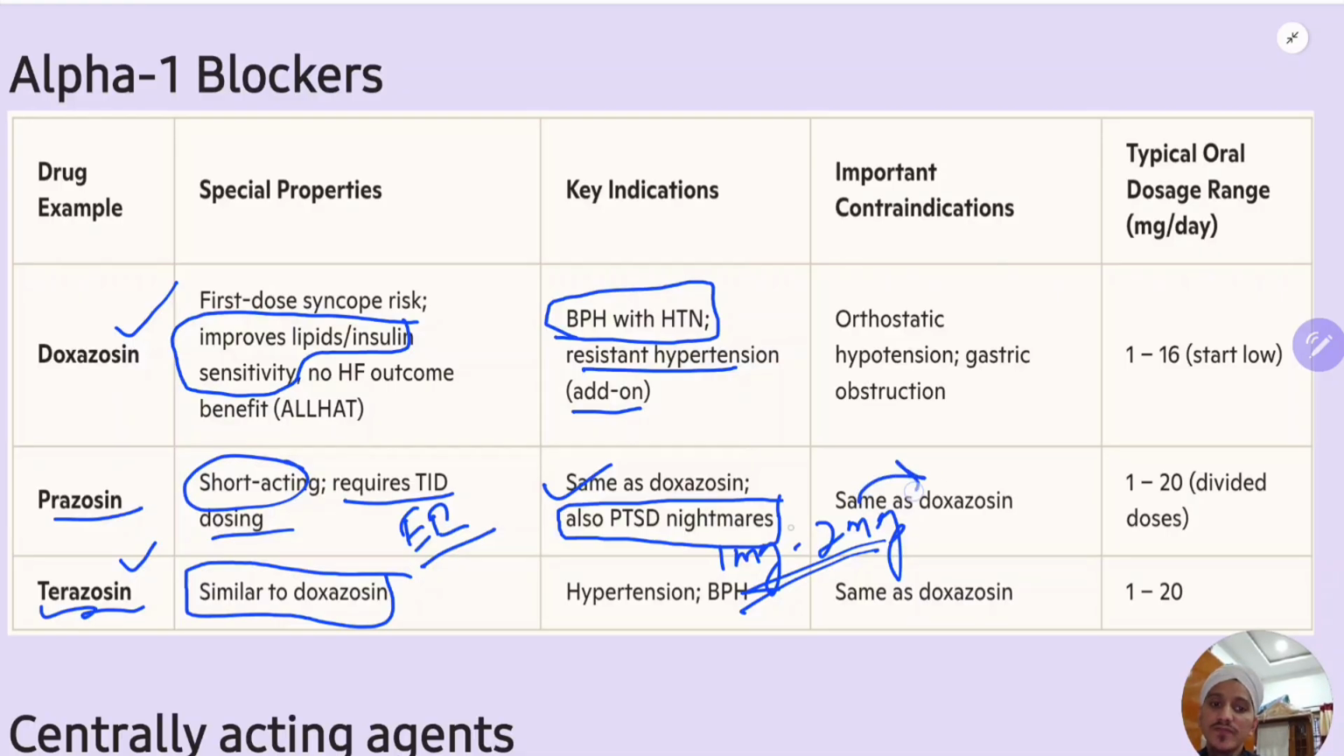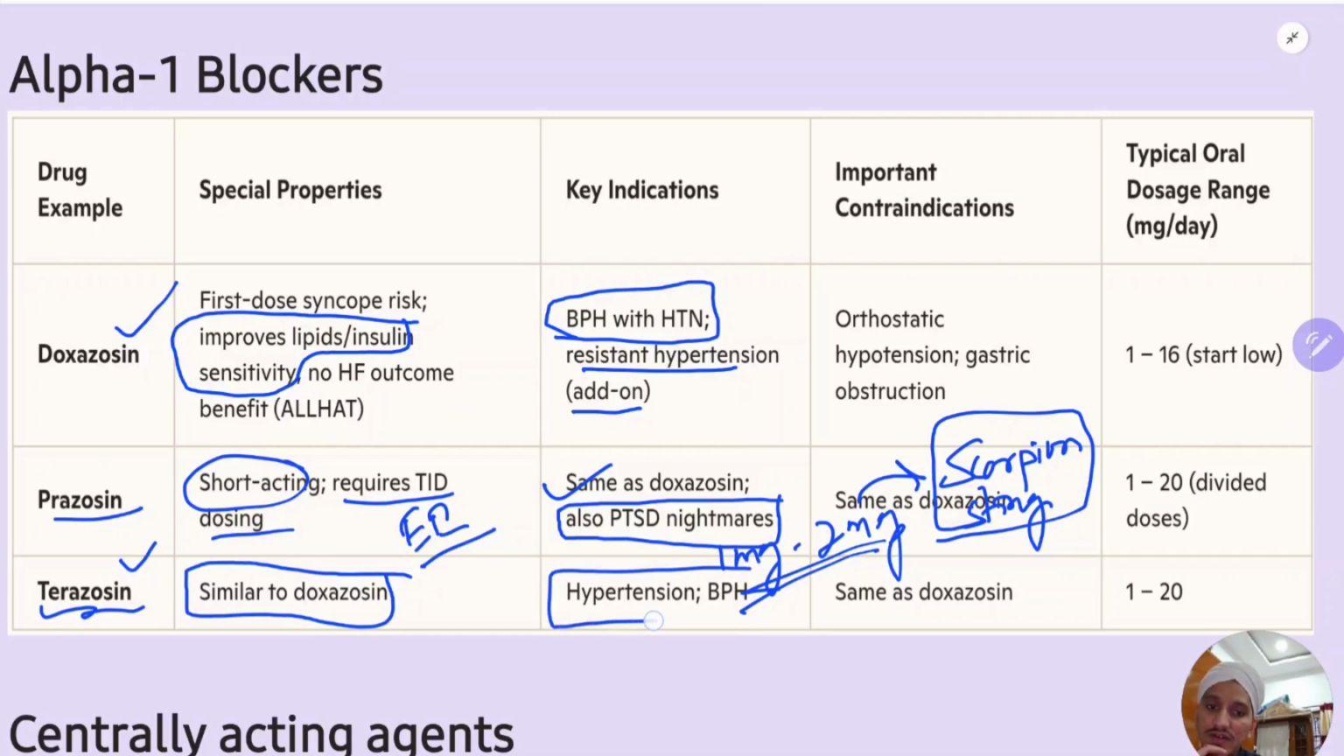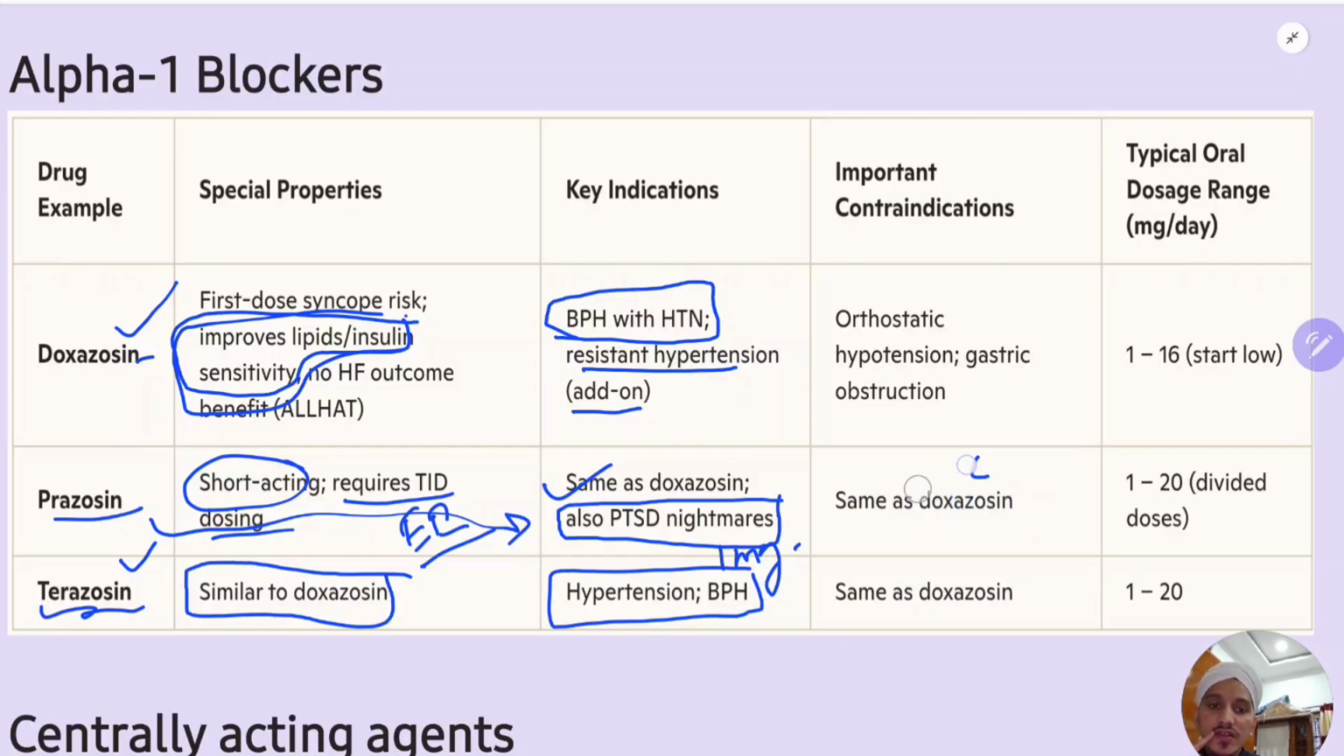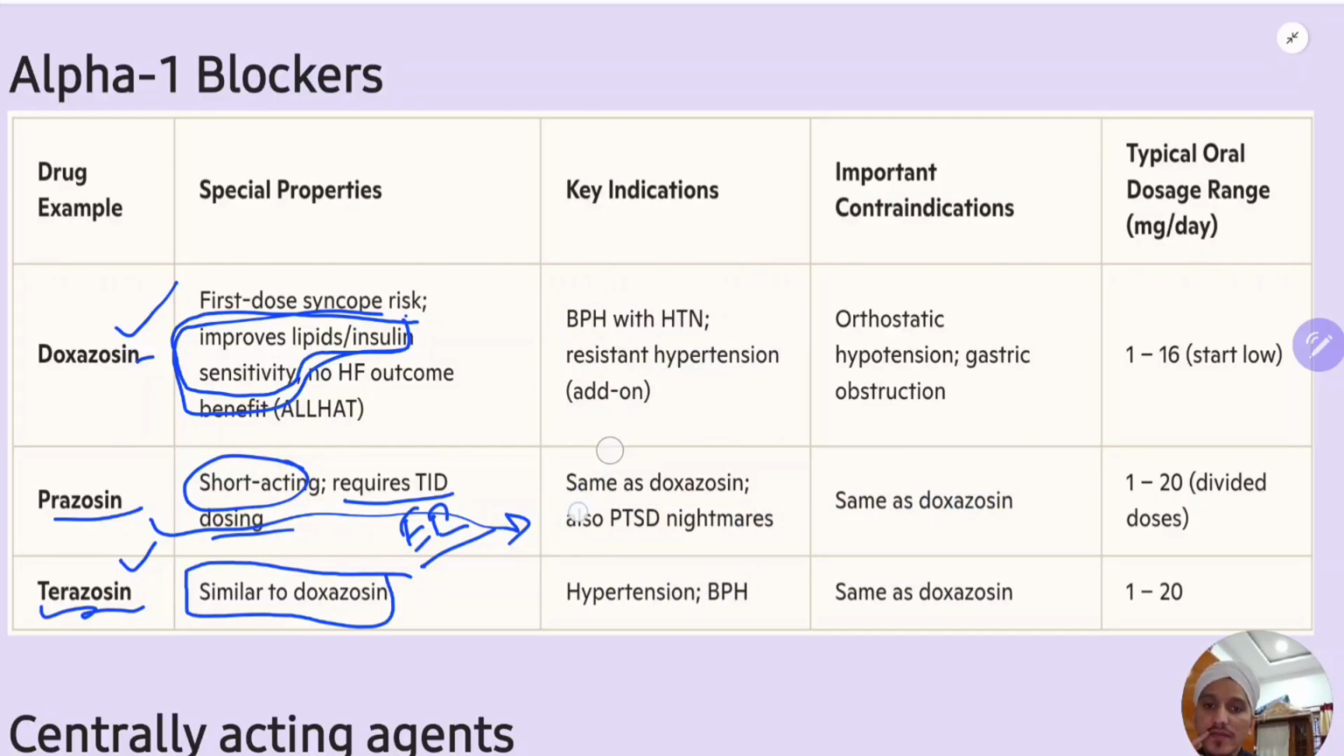And also one more use is you use this in scorpion poisoning. Remember, you use this in scorpion sting. A victim of scorpion sting, you use this prazosin. Terazosin similarly for benign prostate hypertrophy with hypertension. So one important use of prazosin is PTSD nightmares. Doxazosin improves lipid and insulin sensitivity. So what are the important contraindications?